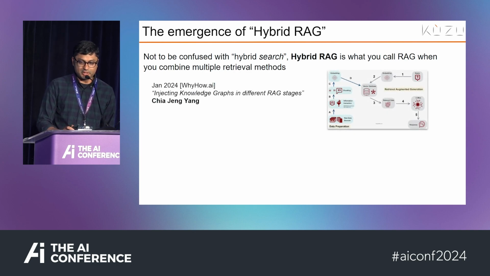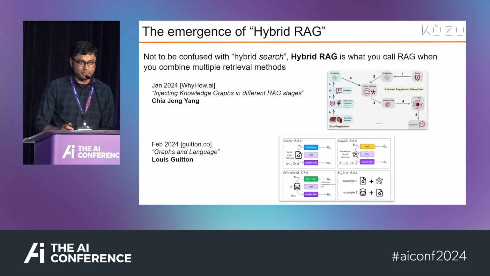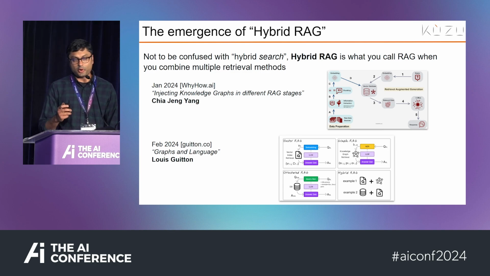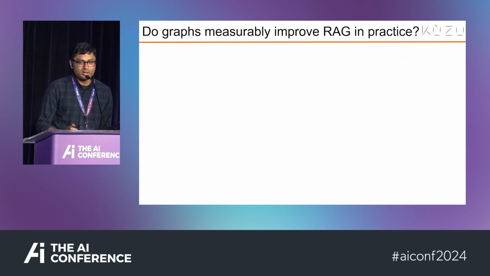And there are some very interesting blog posts that describe how graphs can be used in the different stages of RAG, one by yhow.ai, and another one by Louis Guiton, who also introduced the term hybrid RAG in his blog, where he explicitly separates vector RAG from graph RAG from structured RAG and uses the term hybrid RAG to combine various forms of these entities. So the idea of hybrid RAG has been around, but what happened recently in the last month is there's been tangible evidence of graphs measurably improving RAG, and this is in practice. It's not a work of research, but more a real-world use case.